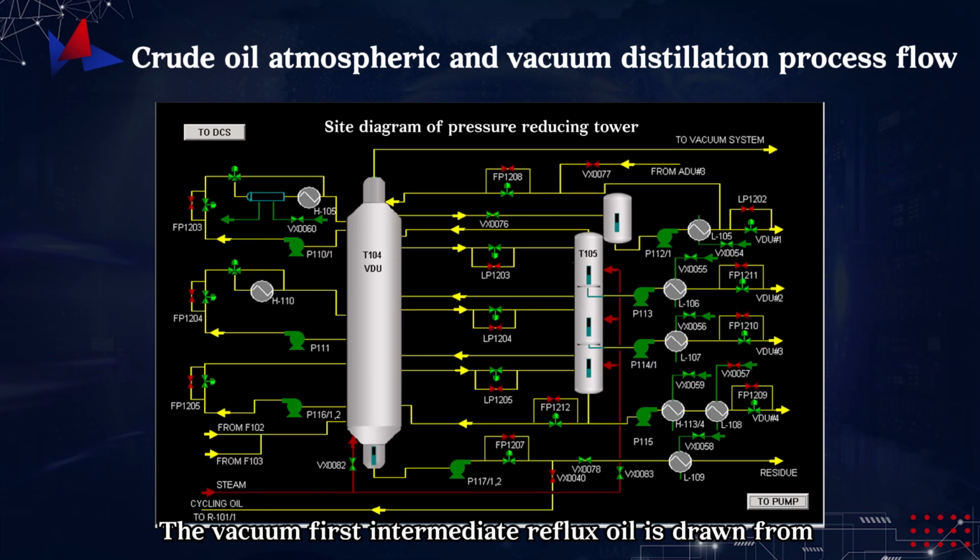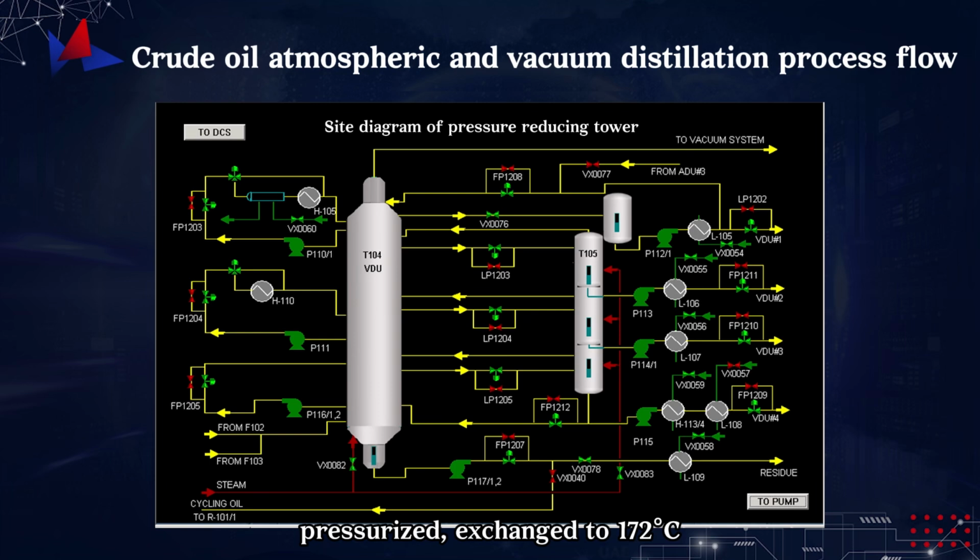The vacuum first intermediate reflux oil is drawn from the reservoir below the second packing section of T104 by the first intermediate reflux pump, pressurized, exchanged to 172 degrees Celsius, and returned to T104. The vacuum second intermediate reflux oil is drawn from the reservoir below the third packing section of T104 by the second intermediate reflux pump, exchanged to 242 degrees Celsius, and returned as reflux to T104.